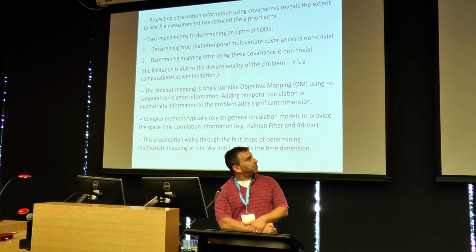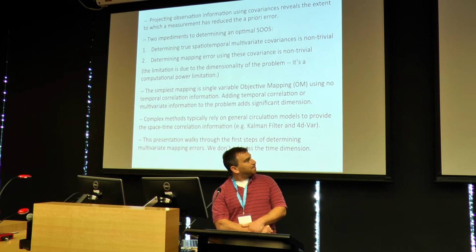One is that we don't know the true spatiotemporal multivariate covariances. We can calculate them, but it's a large dimensional problem. Once you know those covariances, you still need to map them, and that's another large problem.